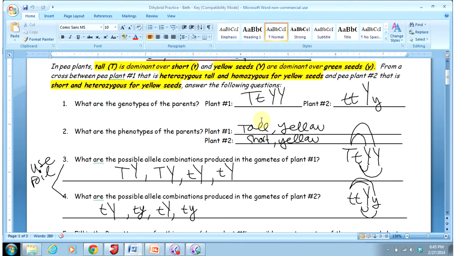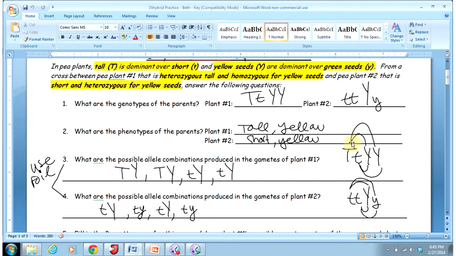My first plant is tall and yellow. My second one is short and yellow. So before I set up my dihybrid Punnett square, I need to take my parent genotypes and FOIL them to find my gametes. That's why I wrote use FOIL on the side. So this is my parent genotype for plant 1.